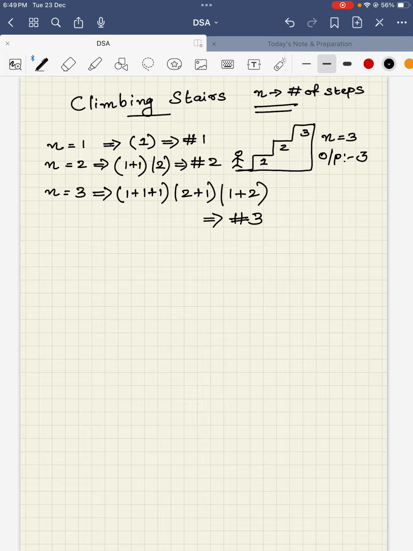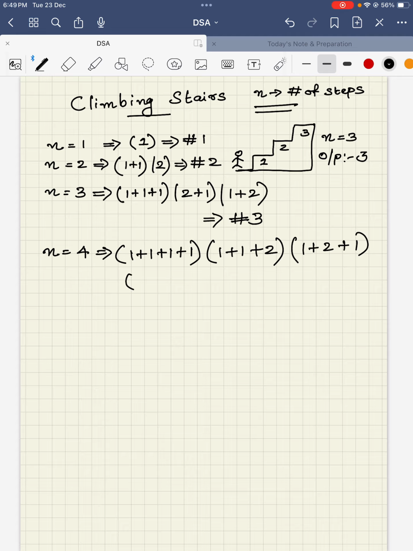Similarly, for n equal to 4, I am going to write 1 plus 1 plus 1 plus 1, that is one possibility, or 1 plus 1 plus 2, that is another, or 1 plus 2 plus 1, or 2 plus 1 plus 1, or 2 plus 2. These are the only possibilities. You can also try it by yourself. So there are 5 ways he could reach the top. There is a pattern actually. You can observe it.